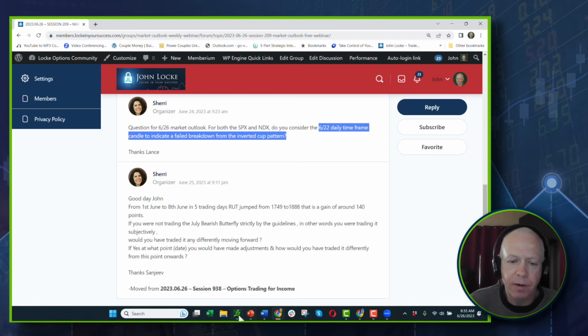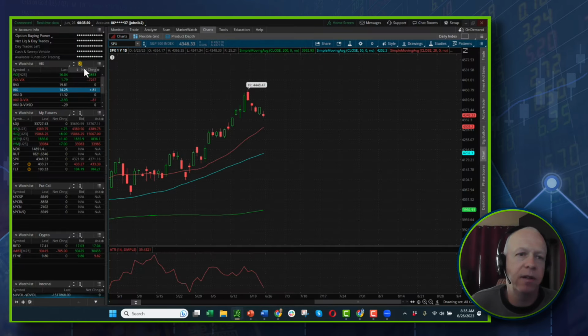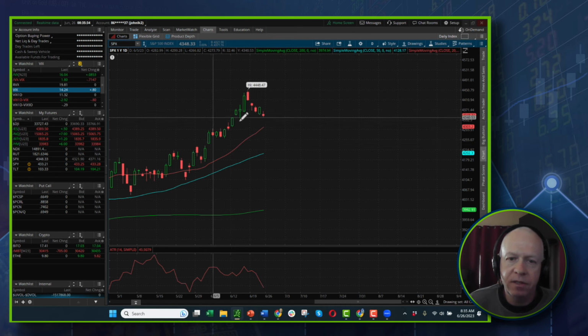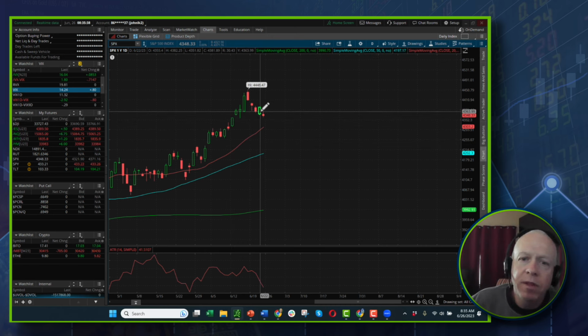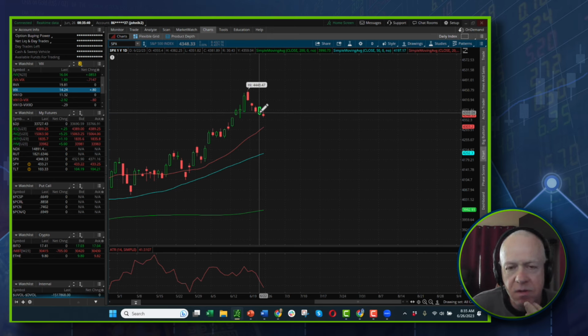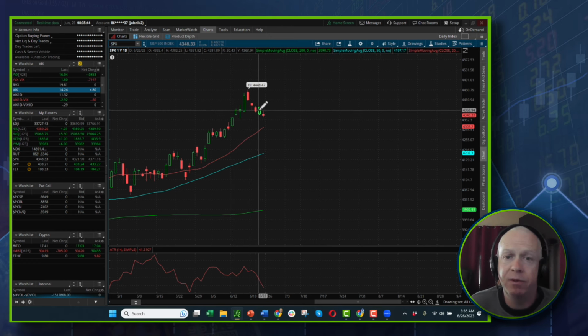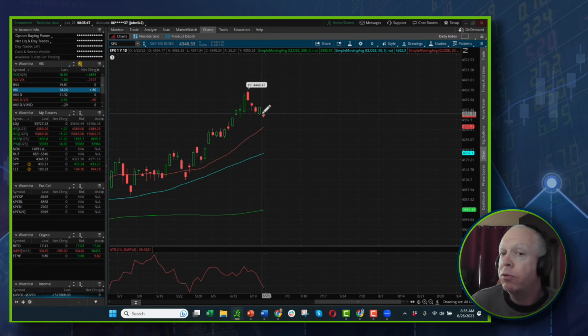So what I'm going to do here is take a look at the SPX in isolation, and the 622 date is here. One of the things I would first say regarding that question is the assumption that we have an inverted cup pattern here. I do not personally see that. However, we're all going to see technicals in our own way.